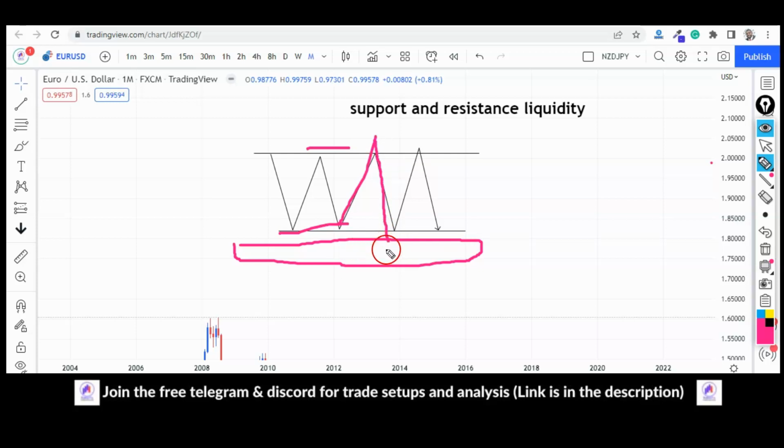Now this point of interest that is being highlighted below the liquidity is high probability. Why? Because it has inducement. Because a lot of people will be buying here without understanding that that level is liquidity. Same thing with your resistance.